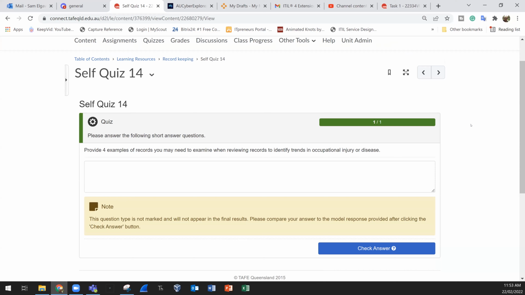So provide 4 examples of records you may need to examine when reviewing records to identify trends in occupational injury or disease. Any examples? Any examples here? Environmental monitoring, incident reports. Yes, environmental monitoring records. Yes, incident reports. Good. What else?